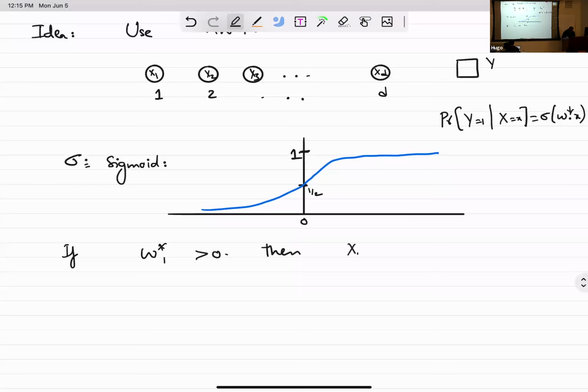Then X1 plus 1 should increase the chance that Y is. Okay.